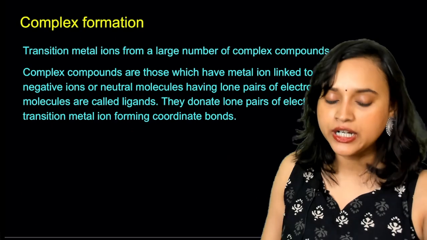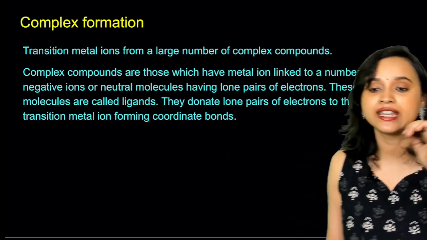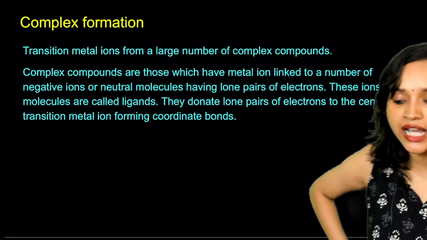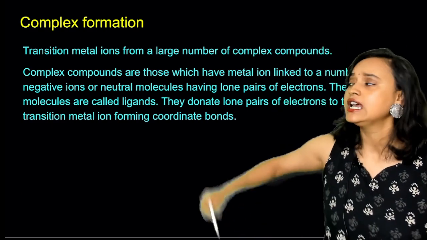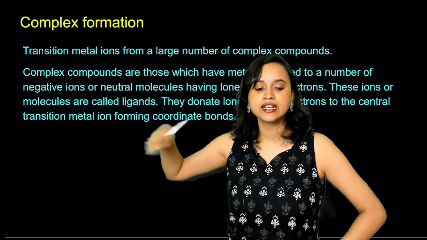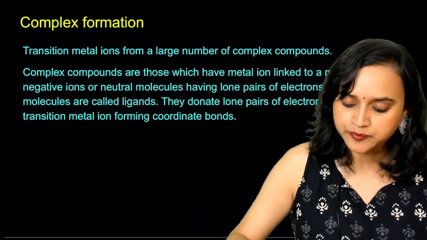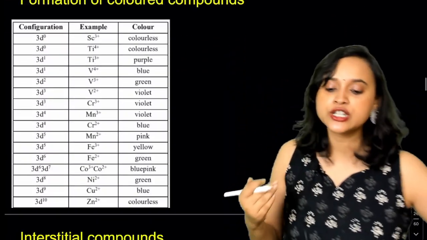Now, next property of the D block elements is that they can form complexes. The transition metal ions form a large number of complex compounds, and about that we will be studying in the next chapter, that is coordination compounds, which is also going to come very, very soon. Okay. All right, next is formation of colored compounds.